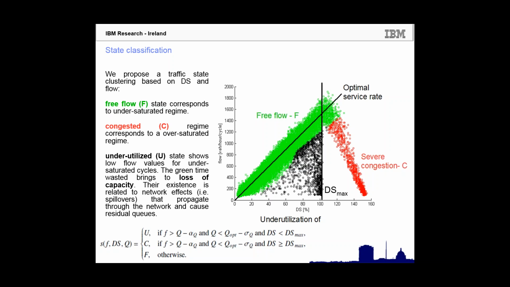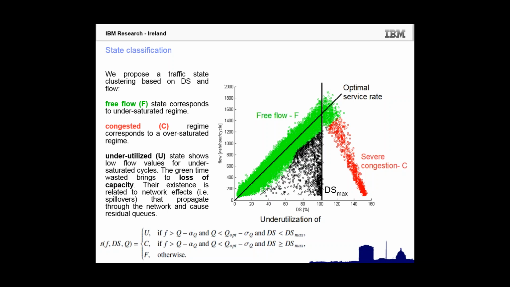Then there is a congested regime that you can see on the right of the diagram, where the flow goes very fast to 0 as the degree of saturation increases. So in this case, the congestion is severe, and the entire urban network is in oversaturated condition. So there are queues that are forming and that are not served. So what happens is that these queues are propagating backward through the network and are causing the network to get stuck.